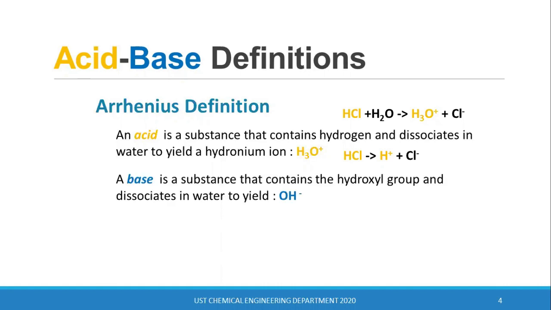On the other hand, an Arrhenius base is defined as a substance that contains a hydroxyl, OH-, group and produces hydroxide, OH-, ions when placed in water. An example is the dissociation of sodium hydroxide in water to yield Na+ and OH- ions.